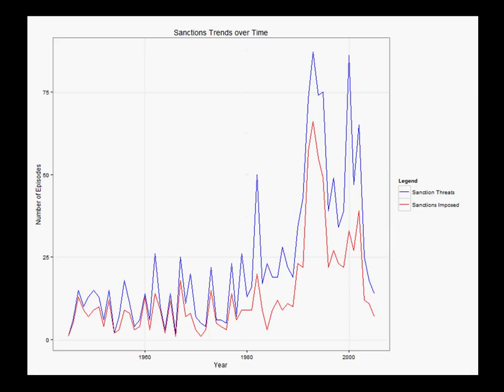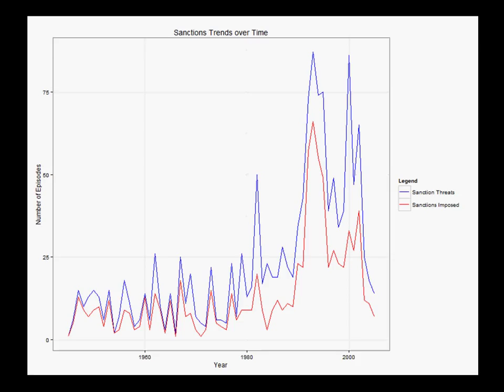The red line is a subset of those cases. Those are the situations where sanctions were imposed. So it's not just a threat. You have to go all the way up to sanctions being imposed to register on that red line. And the takeaway from the graph here is that not all threats actually go to imposition. About half of the cases are situations where the sanctions are threatened, but then they never actually get imposed.